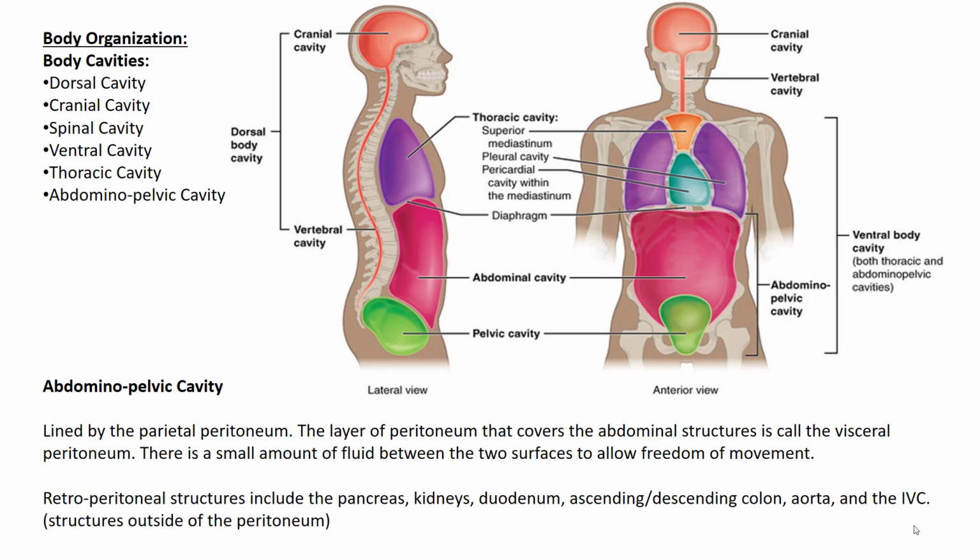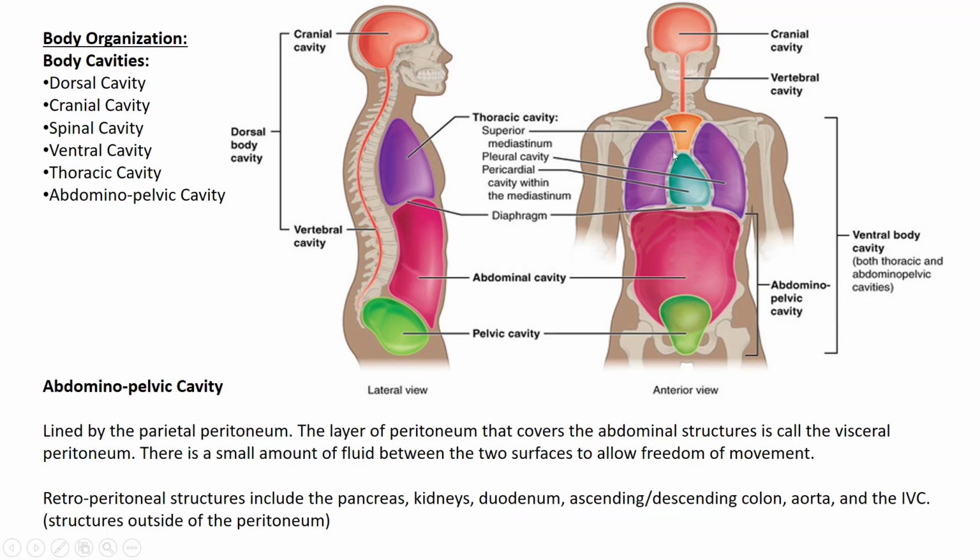So there are two main sections of cavities here in the human body. The dorsal cavity, which is the area here, the cranial cavity and the vertebral cavity. The cranial cavity, of course, contains the brain, and the vertebral cavity also contains the spinal cord. So that is a dorsal cavity, dorsal referring to the back or posterior portion of the body.